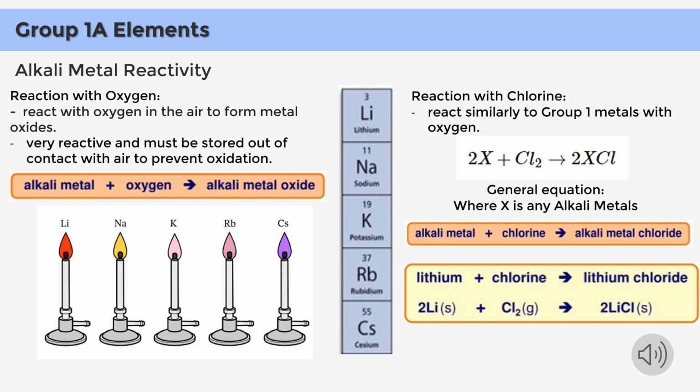Now, let's talk about the reaction of alkali metals with chlorine. Alkali metals ignite when heated and added to chlorine, forming metal chlorides. Group 1 elements react similarly to how they react with oxygen, forming a white solid, a simple metal chloride.